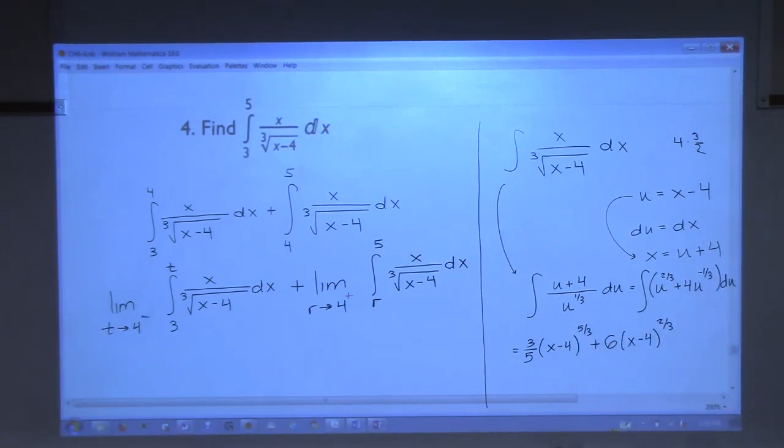All right, are we good up to here? This is our antiderivative? All right.